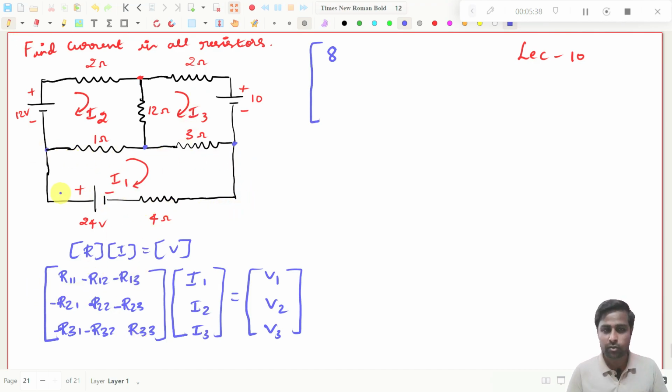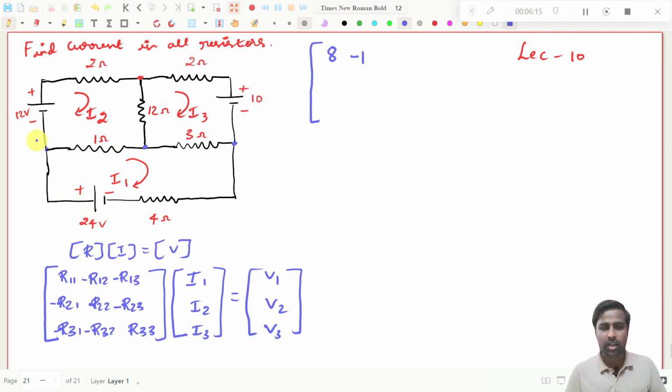This is the first loop and this is the second loop. Now you see, while seeing the first loop, you have to take 1 ohm. And while seeing the second loop, you have to take again this 1 ohm, which means this 1 ohm resistor is common to the first loop as well as the second loop. That is nothing but R12. R12 tells you that it is the common resistance between loop 1 and loop 2. Which resistor is that? Just 1 ohm. So what you have to do? You have to put minus 1 here.